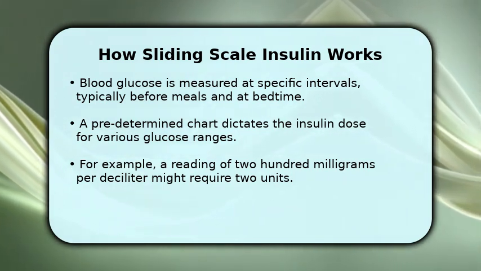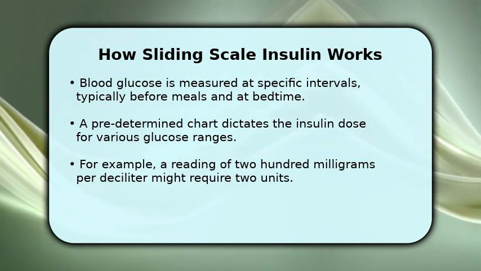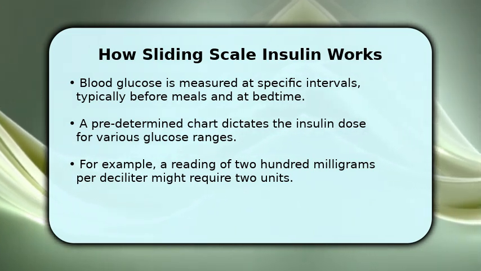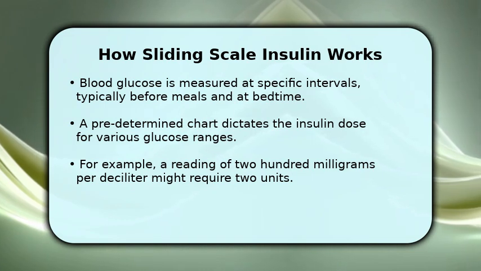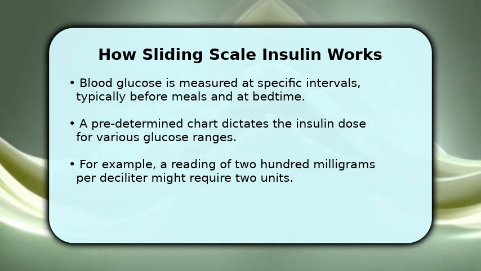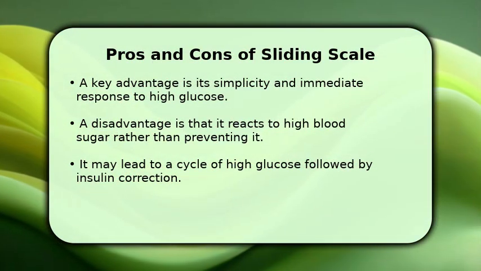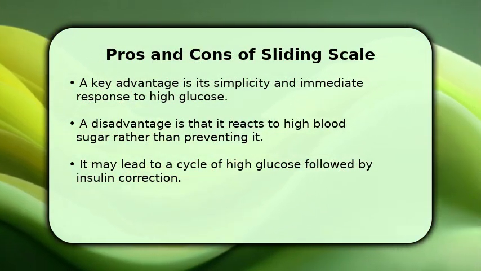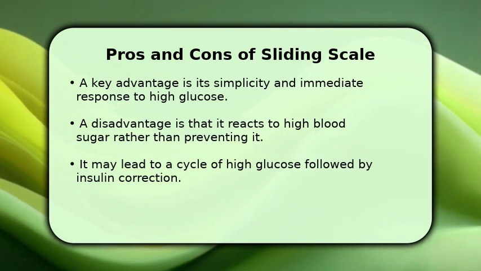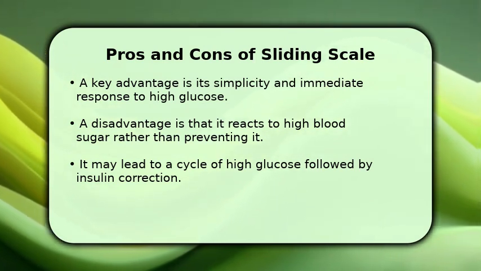For instance, a reading of 200 milligrams per deciliter might indicate a dose of 2 units of rapid-acting insulin. This ensures a precise, reactive adjustment. While sliding scale insulin offers simplicity and an immediate response to high glucose, it also has limitations.